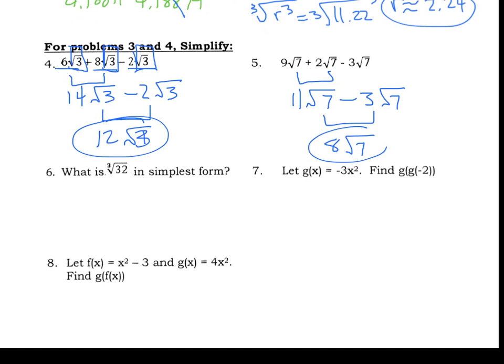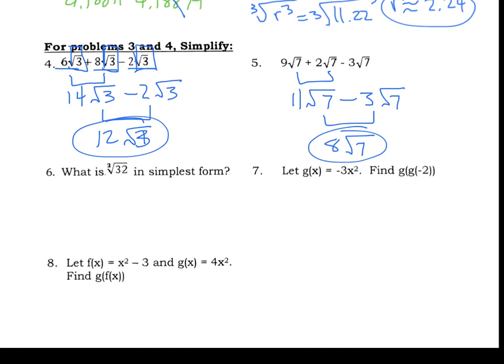Okay, number 6 asks for what is the cubed root of 32 in simplest form? Well, the fact is I can't take the cubed root of 32. Well, I can, but I'll get a decimal. So what I want to do is see if there are any perfect cubes in there that I can take.